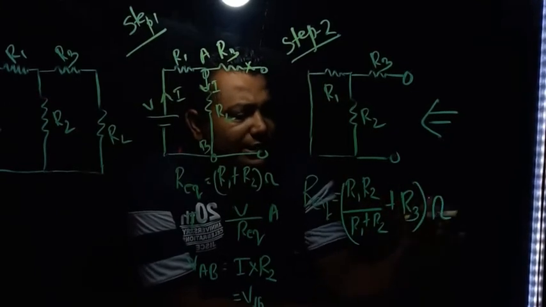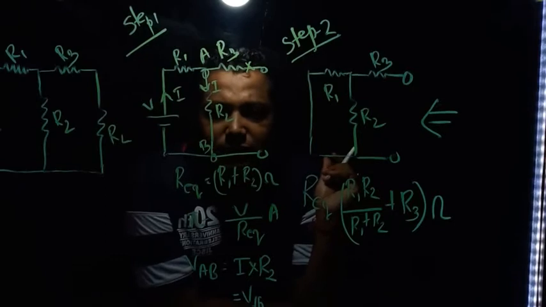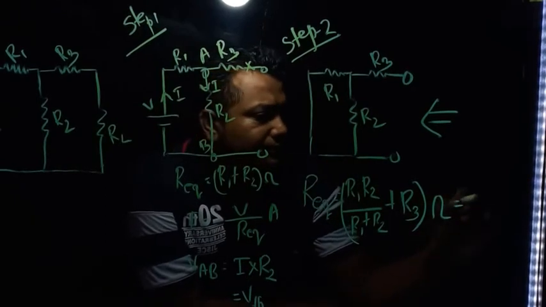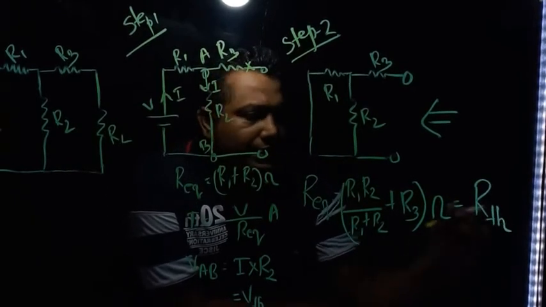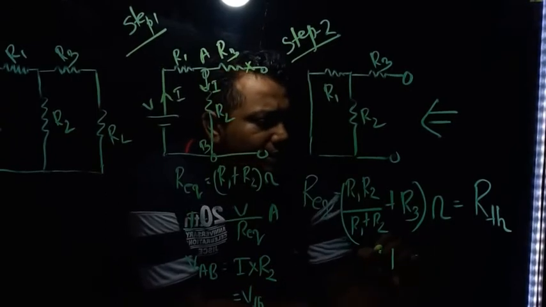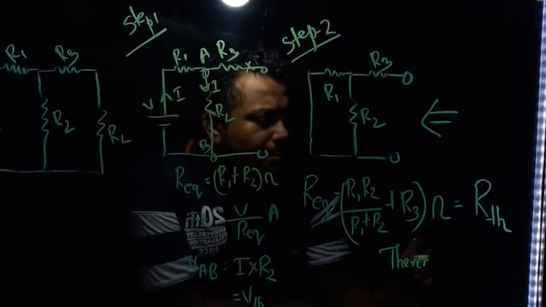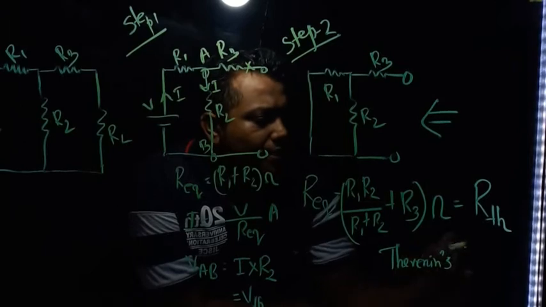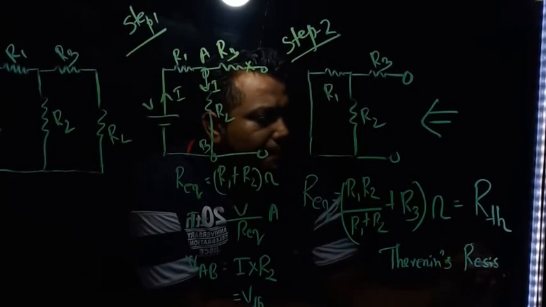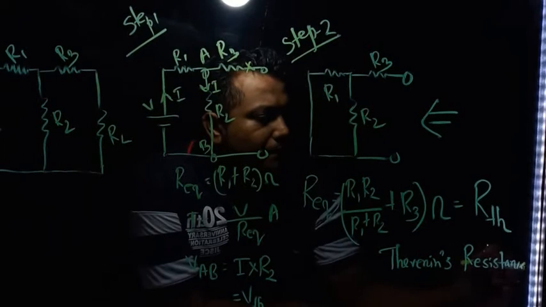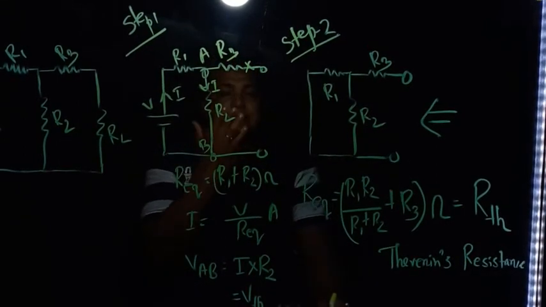So that is the total equivalent resistance of this particular case, and it is known as RTH. That is the Thevenin's resistance. Okay, so this is the Thevenin's resistance.